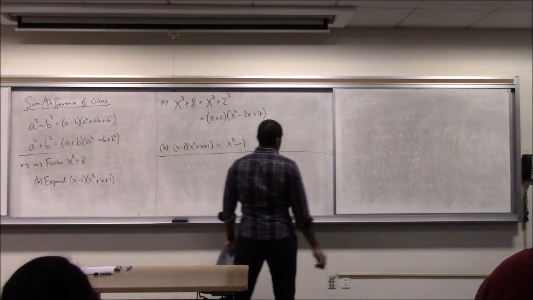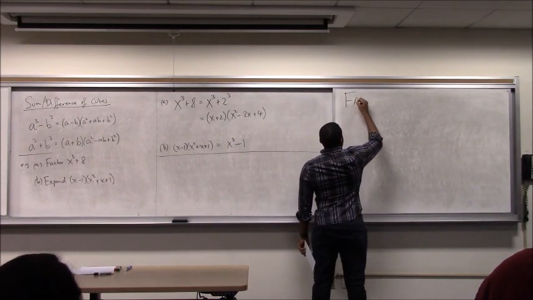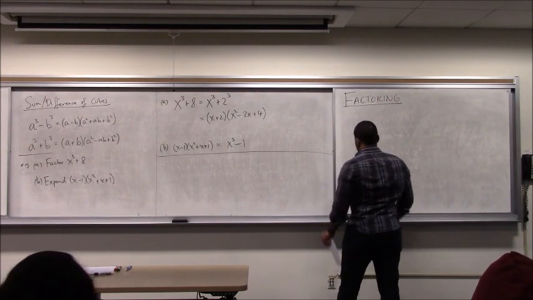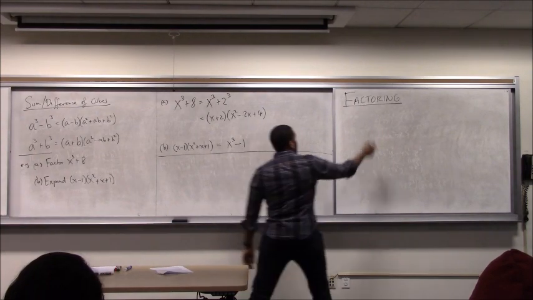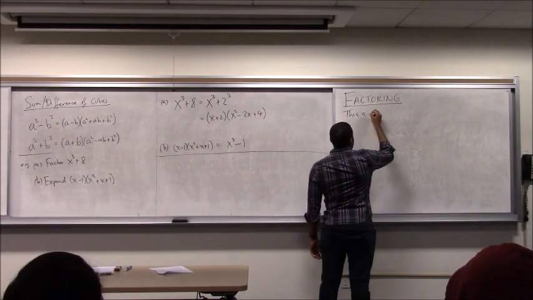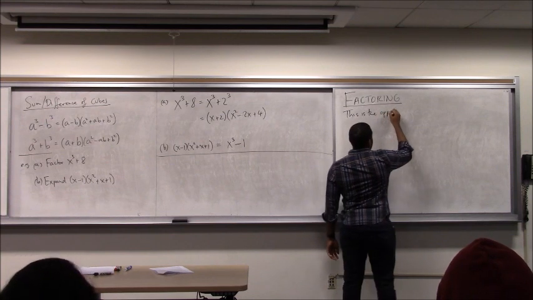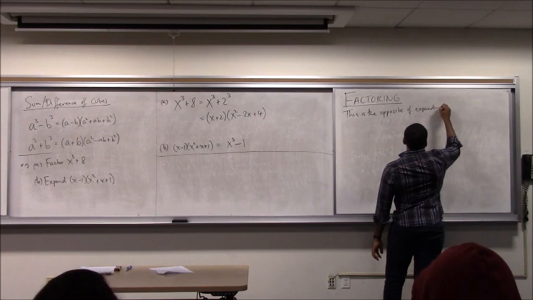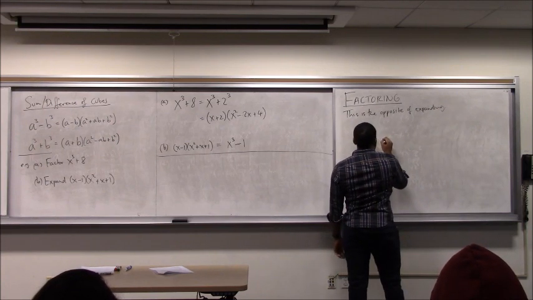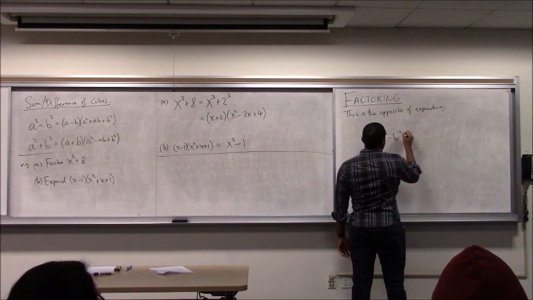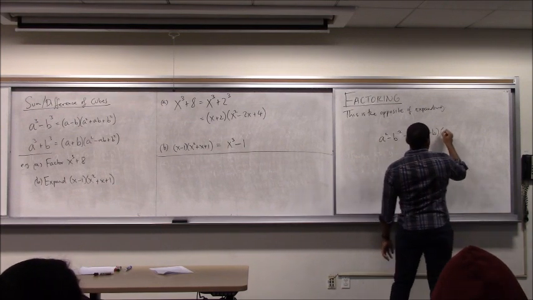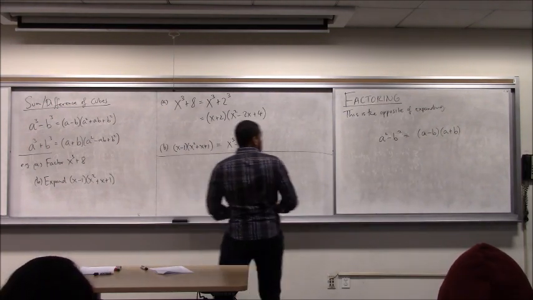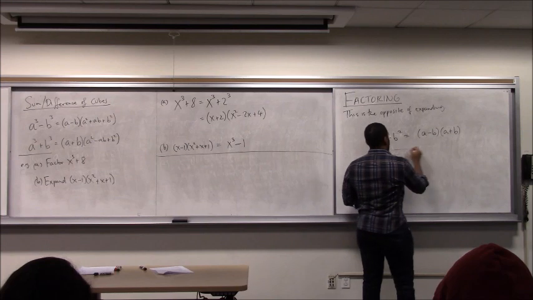So now we're going to talk about factoring. Super important. And this is, as I mentioned before, the opposite of expanding. So if I had a squared minus b squared equals a minus b times a plus b, we say going from this to that is called factoring.